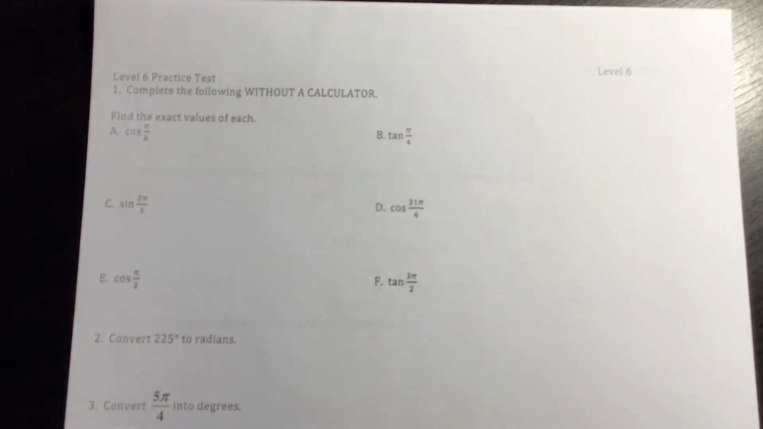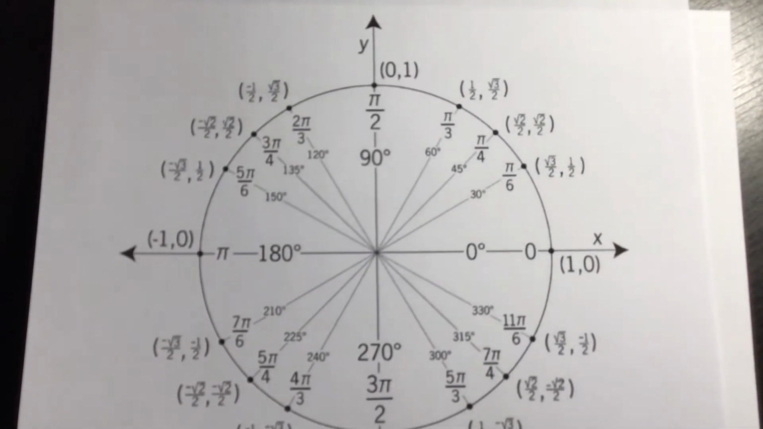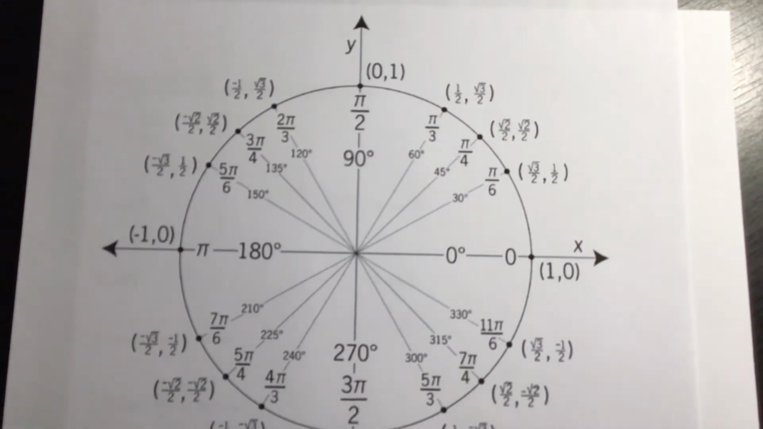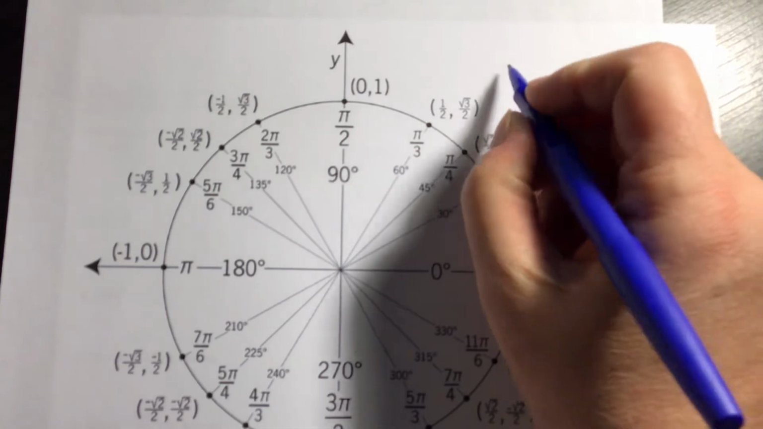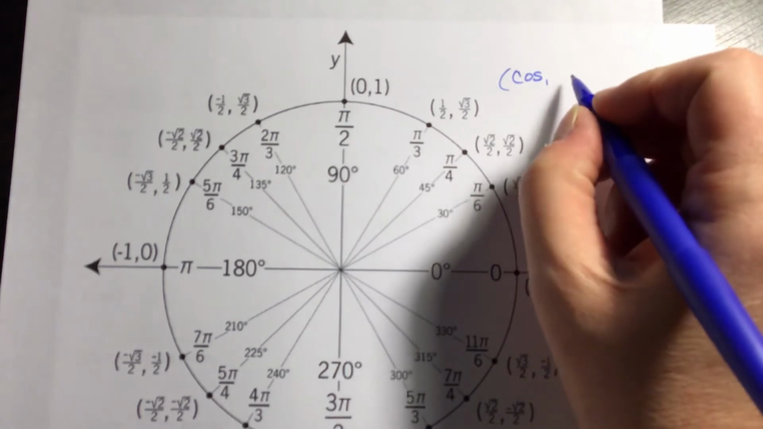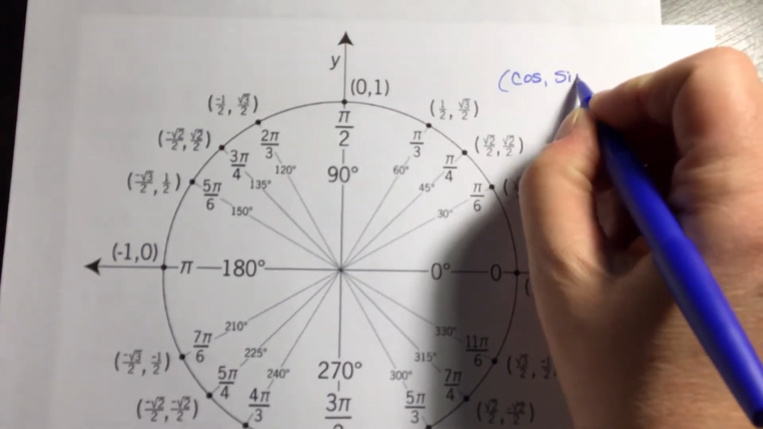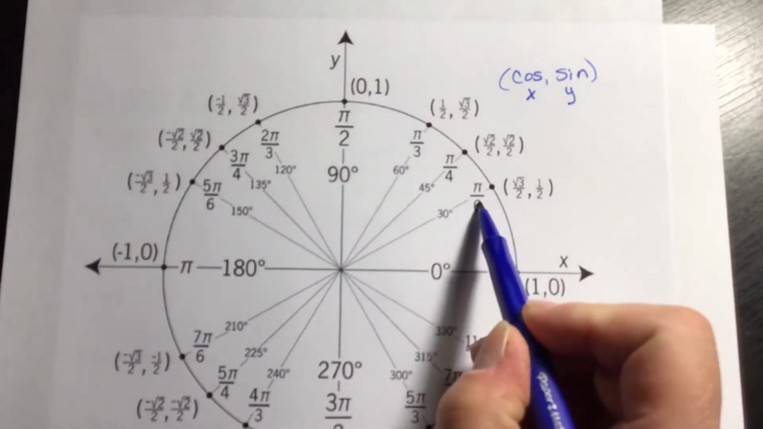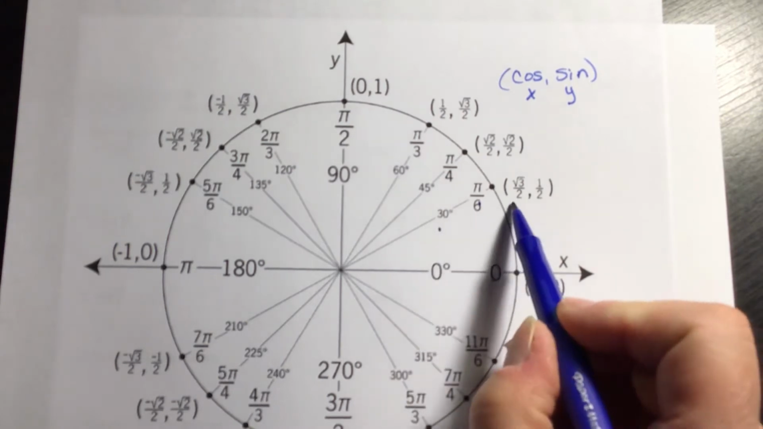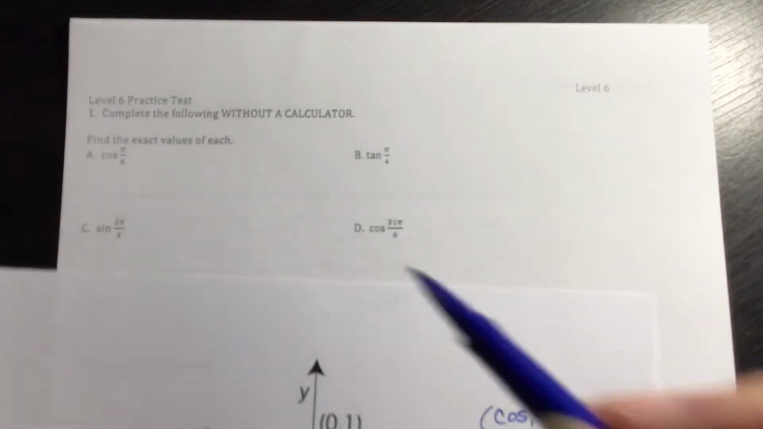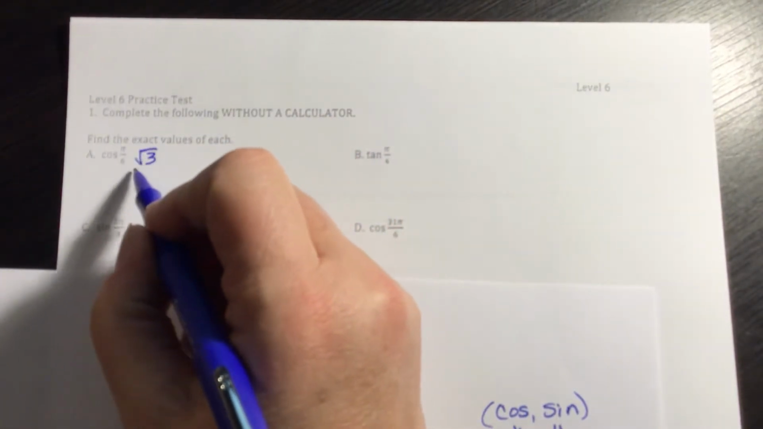So the first one says cosine of pi over 6. So you're going to refer to your unit circle, and I just made a clean copy. But remember that our coordinates are written as cosine, and cosine comes first, that's the x coordinate, and then sine. So this is x, this is y. So I'm looking for pi over 6, which is a 30-degree angle, and cosine is going to be the square root of 3 over 2, and that's the exact value. So this is the square root of 3 over 2.